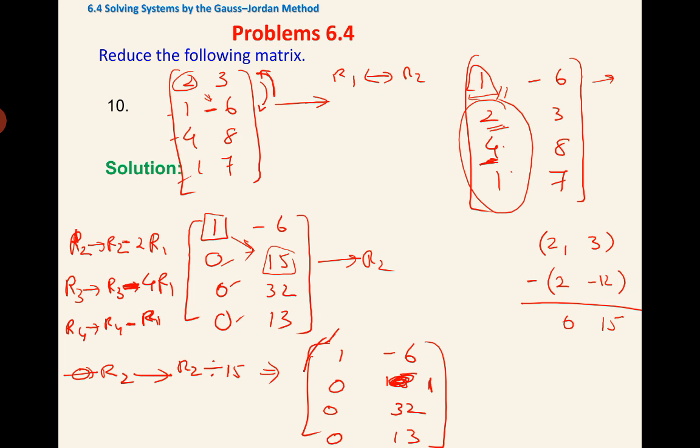Next we got a leading entry in the second row, which is 1, to the right side of the previous one. Now the other elements in that column should be 0. So we are going to write formulas again. So remember this matrix, and then I will write the formulas now.